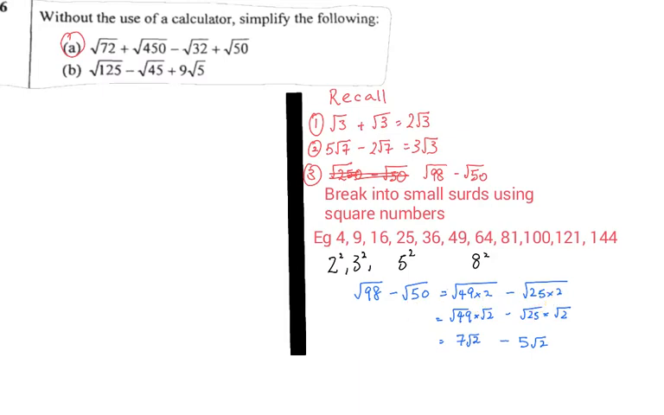Once we have this, I can actually break them up into smaller sets. Like this, in this case, this is root 49 times root 2. This is root 25 times root 2. And then root 49 is equal to 7. So I have 7 root 2 minus 5 root 2. So from here, because it's the same surd, I can then write out my final answer. Now remember the word simplify here. They do not want you to find the exact answer. They want you to leave it in terms of surds.